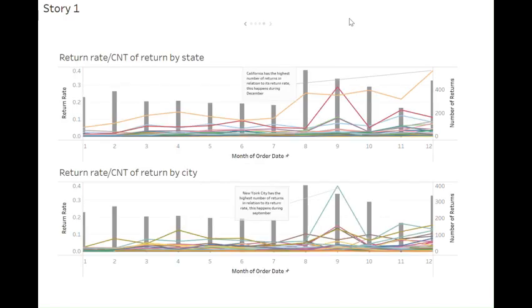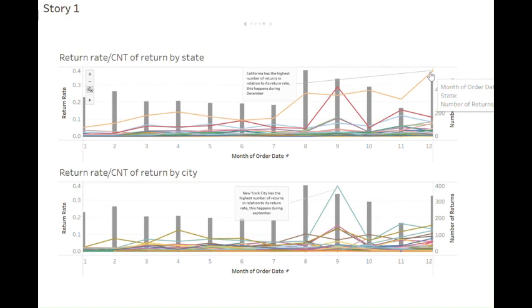Finally, we have the return rate and count of returns by state, which shows what state has the highest return rate and number of returns. As we can see, the top two are California and New York. More specifically, New York in September has 423 returns and a return rate of 0.33. California, on the other hand, has a return rate of 0.32 and a high number of returns at 561.